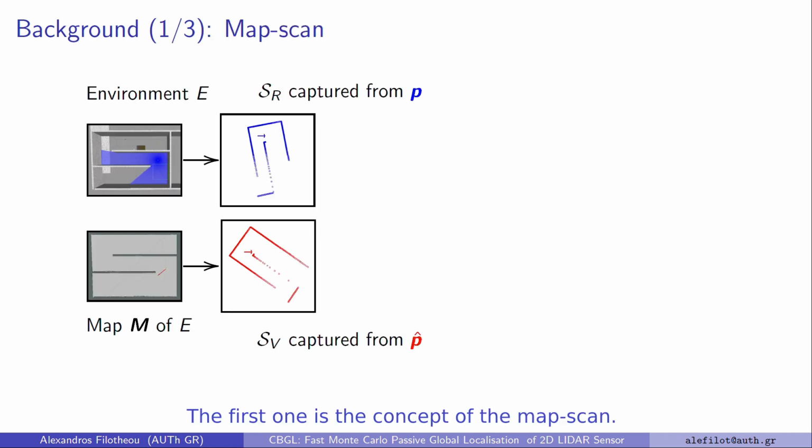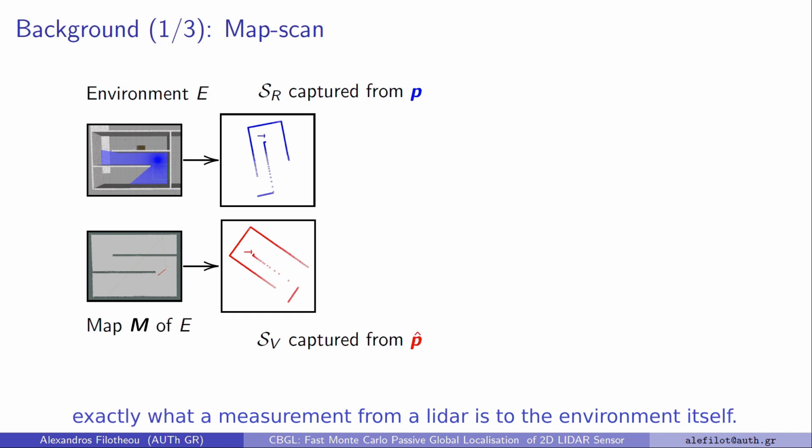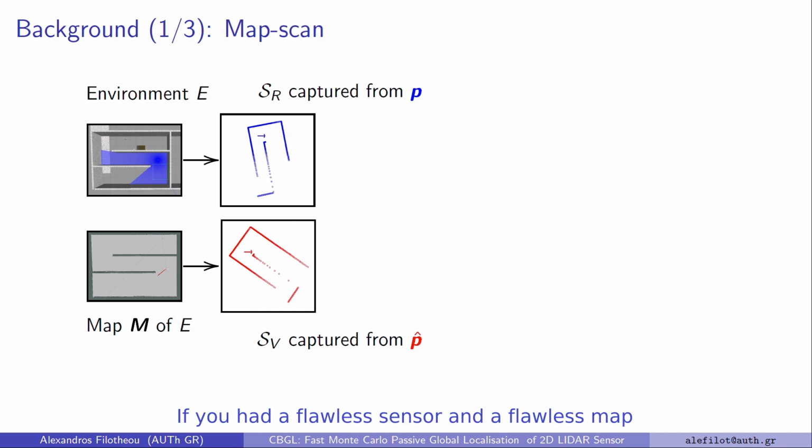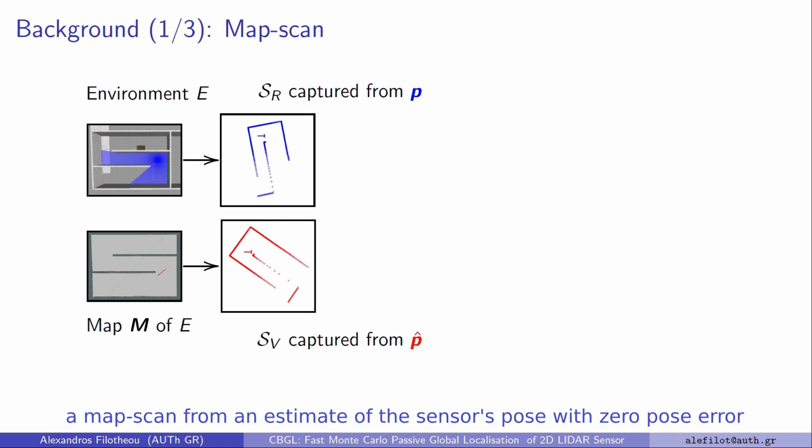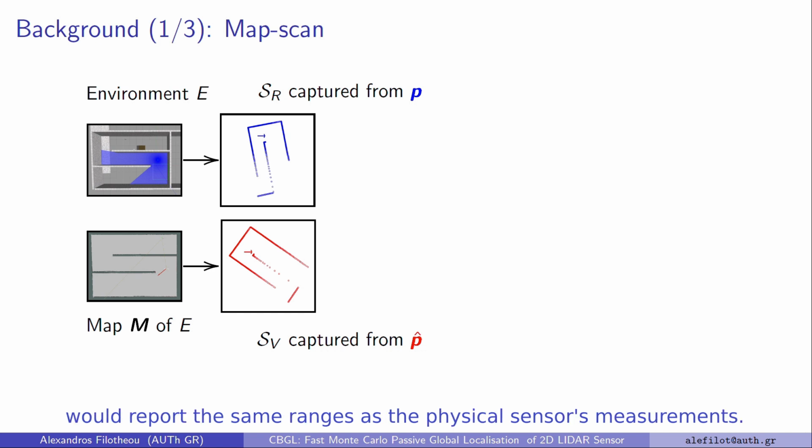Before moving on to the details of CBGL, we first have to visit some concepts from the method's background. The first one is the concept of the map scan. A map scan is to the map of the environment exactly what a measurement from a LiDAR is to the environment itself. If you had a flawless sensor and a flawless map, a map scan from an estimate of the sensor's pose with 0 pose error would report the same ranges as the physical sensor's measurements.